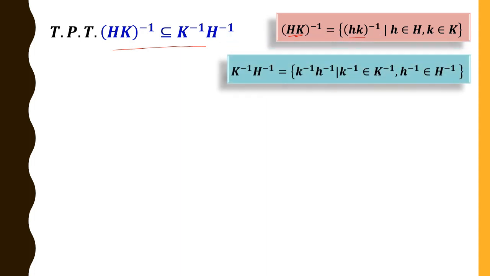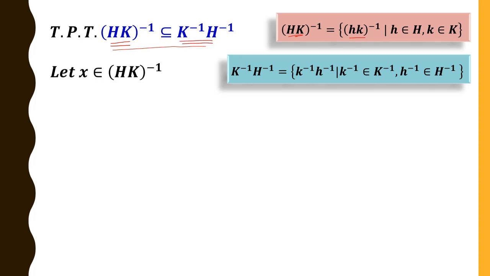And what is K⁻¹H⁻¹? It is the set of all elements of the form k⁻¹h⁻¹, where k⁻¹ belongs to K⁻¹ and h⁻¹ belongs to H⁻¹. Now our aim is to prove (HK)⁻¹ is a subset of K⁻¹H⁻¹. That means I have to take an arbitrary element in (HK)⁻¹ and show that that element belongs to K⁻¹H⁻¹.